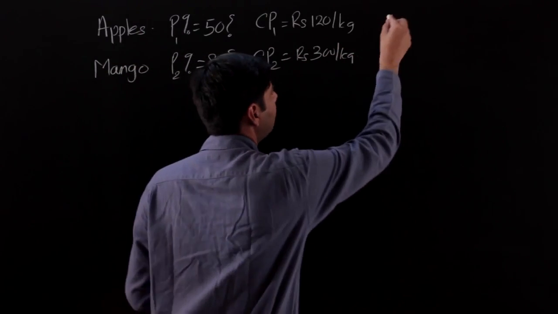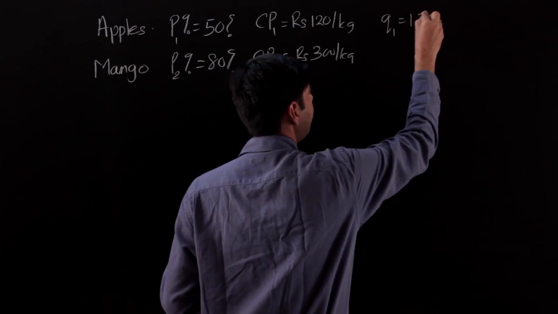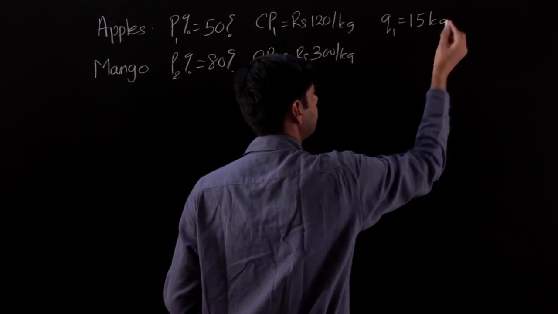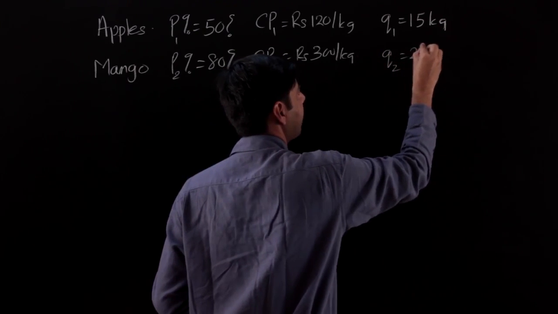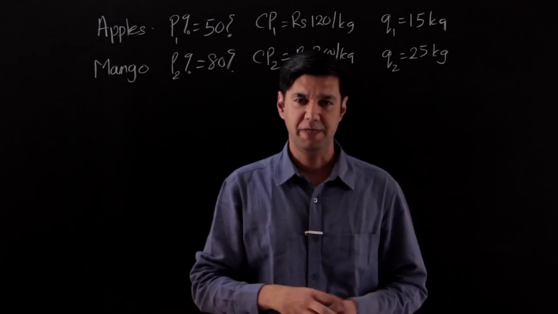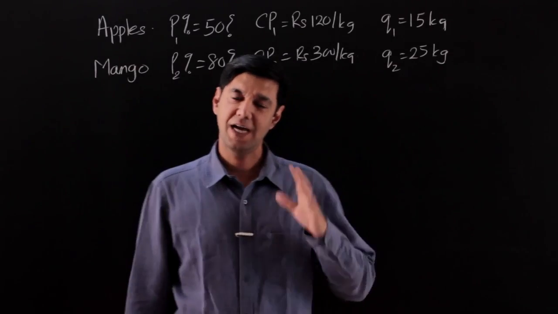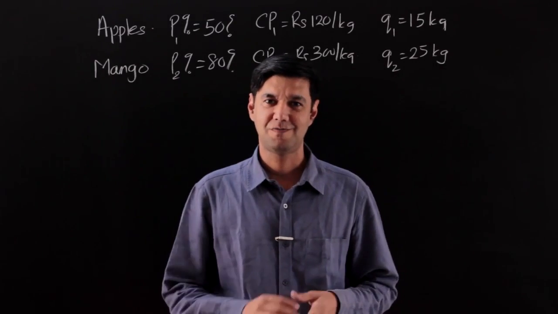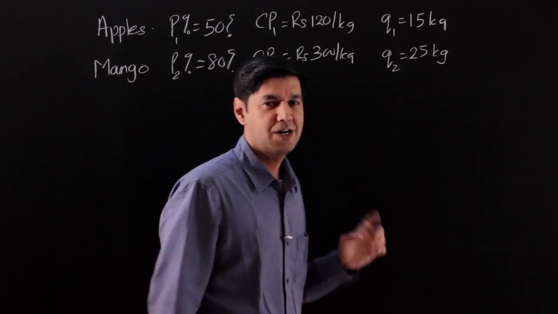If at the end of the day he has sold 15 kgs of apples and he has sold 25 kgs of mangoes, find his overall profit percentage. Pause the video, try the question and then continue. I hope you have given it a good try.